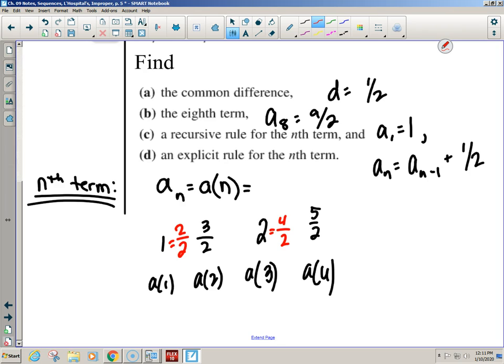We have 2 different variations. Lainey, give me yours first. 1 plus n all over 2. Kevin, give me yours. 1 plus 1 half times n minus 1. Who's right?